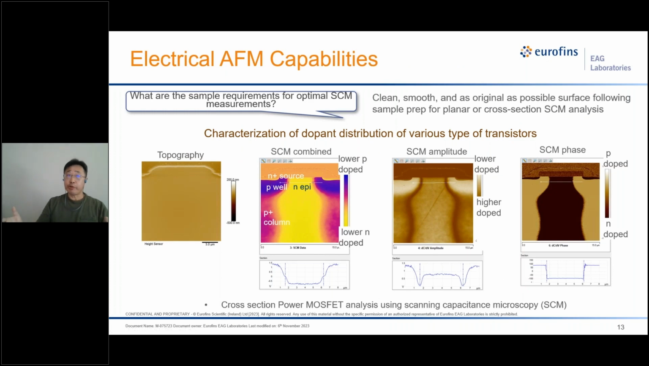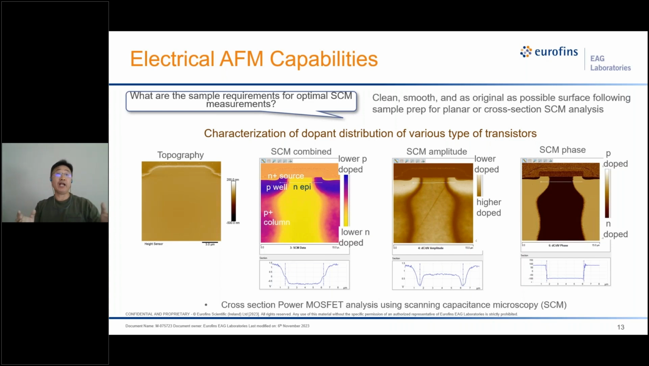At EAG, we perform electrical AFM day-to-day for clients who send in all types of devices, from CMOS transistors to photonic devices, made on different wafers and with multiple materials, to determine active carrier distribution as part of failure analysis and process development. This slide shows an example using scanning capacitance analysis, a variant mode of AFM, to map the doping distribution of a silicon carbide power transistor.